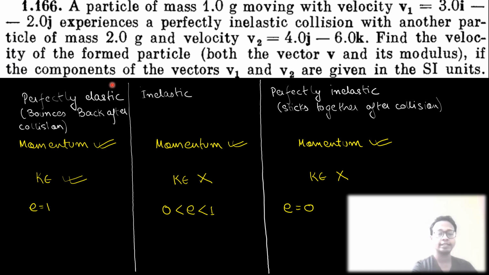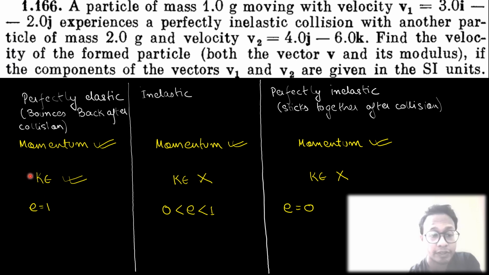This is an example of a rubber ball. This is an example of chewing gum and wall. If you throw chewing gum at a wall, what happens? It sticks together, no? For all types of collision, you can always apply conservation of momentum. Momentum before collision is equal to momentum after collision. Momentum of the system before collision is equal to momentum of the system after collision. Understood? For perfectly elastic collision, you can apply conservation of kinetic energy.